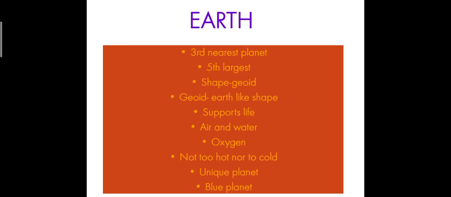Okay. I told you why Earth is called a blue planet. Obviously, children, everybody knows that. It is called a blue planet because two-thirds of the Earth's surface is covered with water. Most of the Earth's surface is covered with water. So that is why it is called a blue planet. Earth is also called a unique planet because it has human beings, plants, animals, air, water, oxygen, right? And it is called a blue planet because most of the Earth's surface is covered with water.